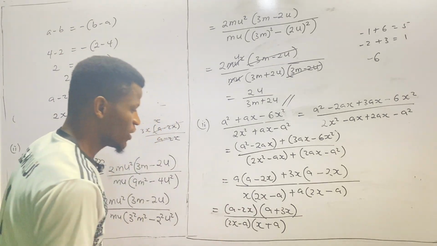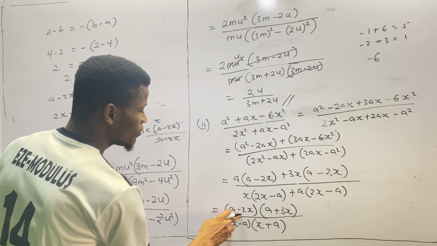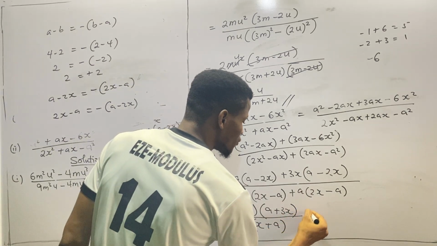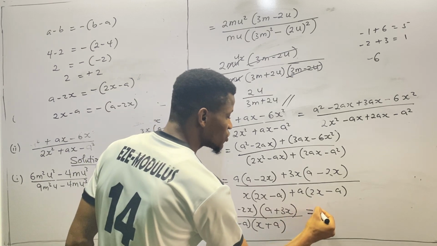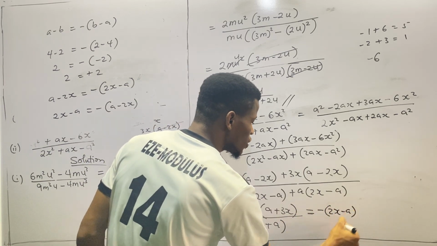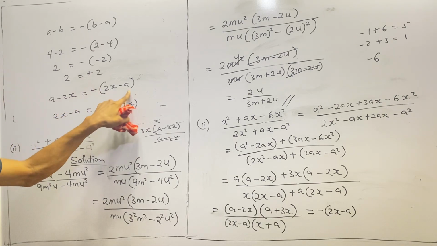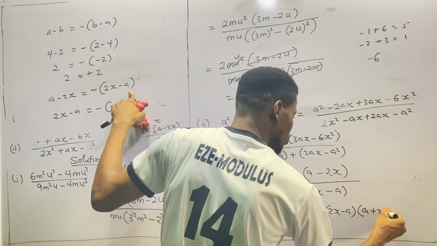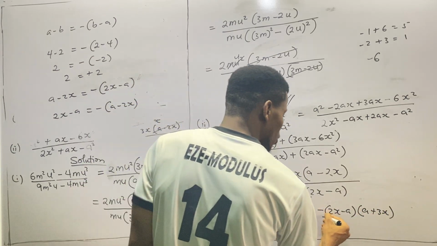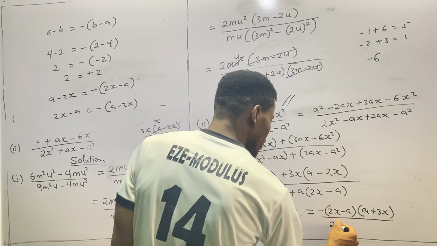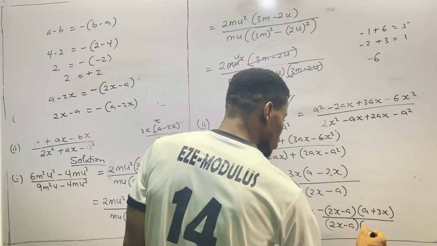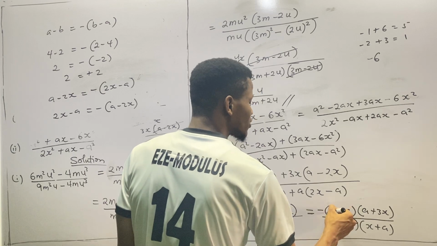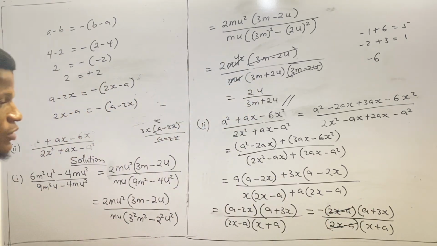So let's choose. Okay, let me replace a minus 2x with minus 2x minus a. So wherever I see a minus 2x, I will replace it with minus 2x minus a, because a minus 2x is the same as minus 2x minus a, right? Okay, then times a plus 3x, all right, then all over 2x minus a into a plus x plus a. So at this point, 2x minus a will cancel out with 2x minus a. All right. So what is left?